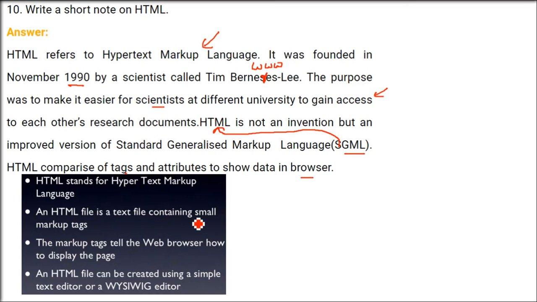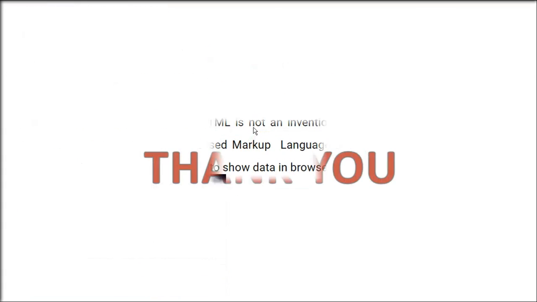HTML stands for Hypertext Markup Language. An HTML file is a text file containing markup tags, and the markup tags tell the browser how to display the content. Now there are many applications that are WYSIWYG, what you see is what you get. We have different applications where you can just write and see how it will be shown. There are so many things available.